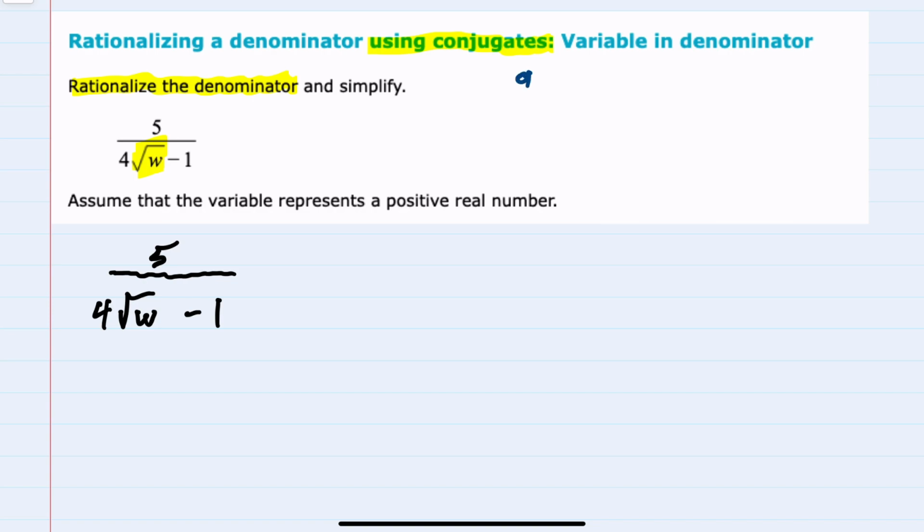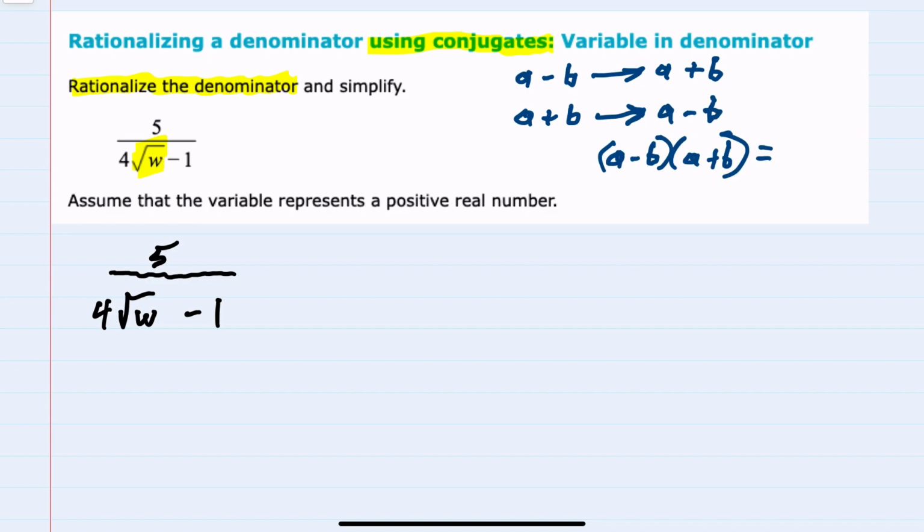And here, recall that the conjugate of a minus b is a plus b, and likewise the conjugate of a plus b is a minus b. And the reason that this is important is because whenever we multiply conjugates, the result is the first term squared minus the second term squared, and these squares will help us get rid of the square root.